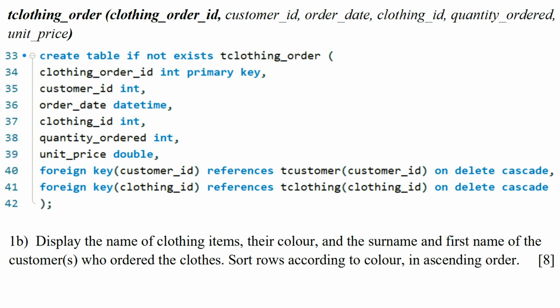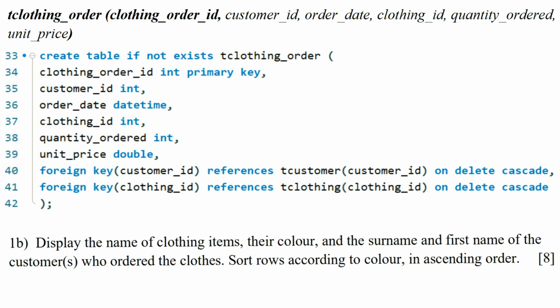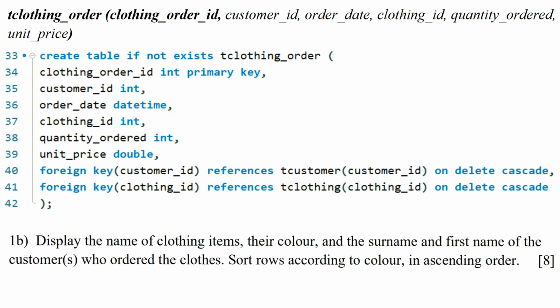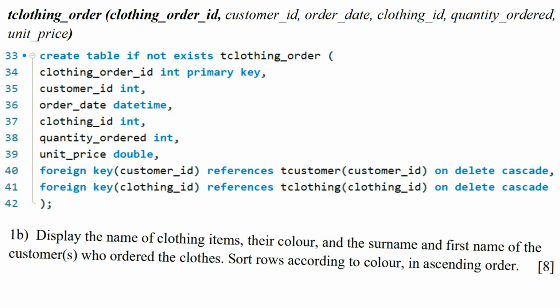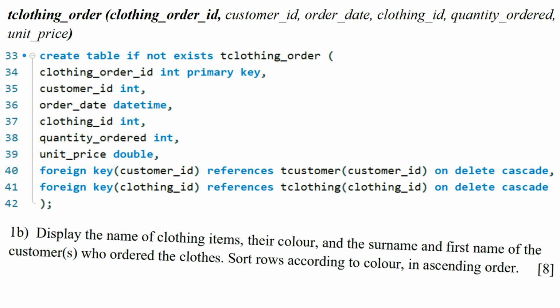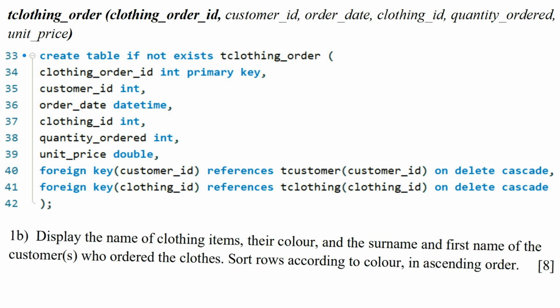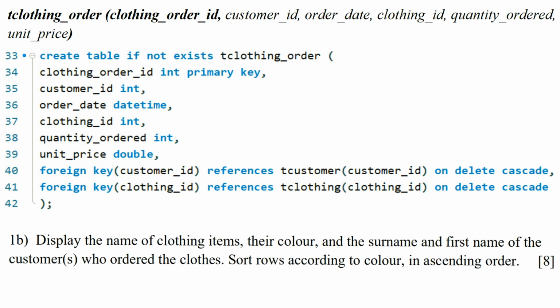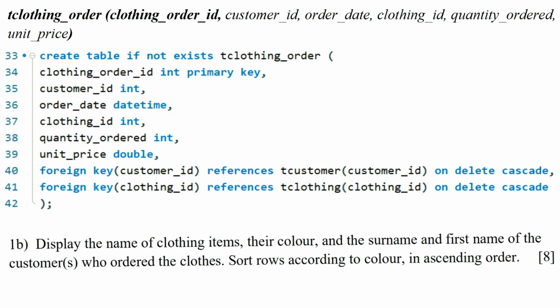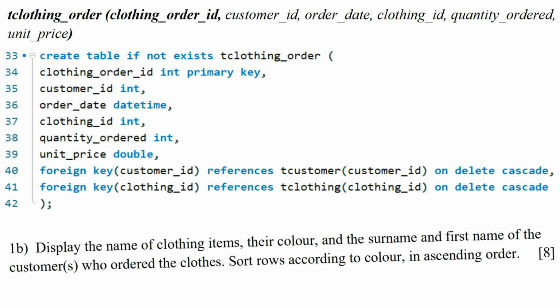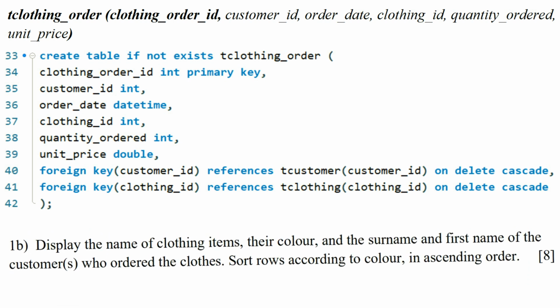Now here's the question: display the name of clothing items, their color, and the surname and first name of the customers who ordered the clothes. Sort rows according to color in ascending order. This is for the next video. Let's stop for now and resume in a few minutes.